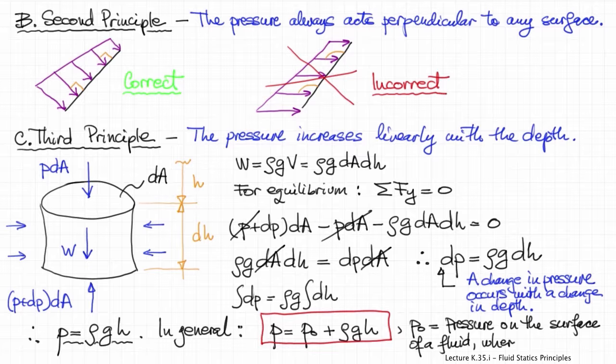So whenever we draw pressure diagrams, they will always vary linearly with the depth. So they will not be constant and not parabolic. They will vary linearly with the depth. So now we have established the three principles. If we can master these principles, then we can start solving questions.